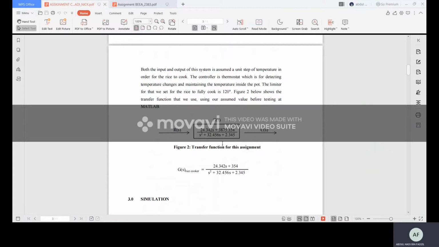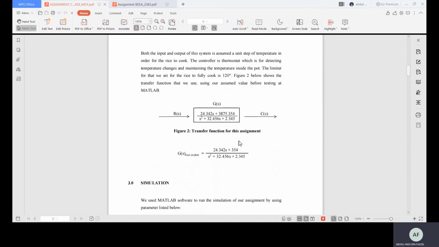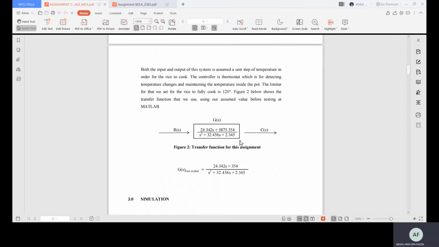Okay, so now here is our transfer function. The values inside our project's transfer function are just an assumption. We just assume all the values. Okay, now I will pass the presentation to Hazwan.